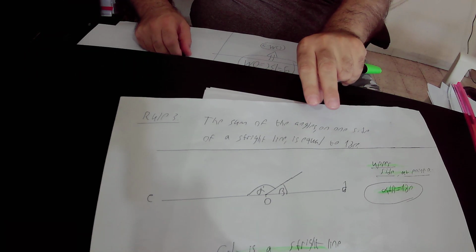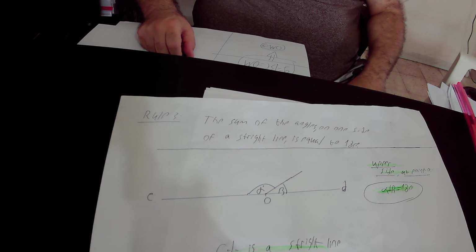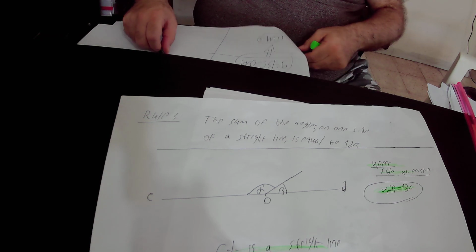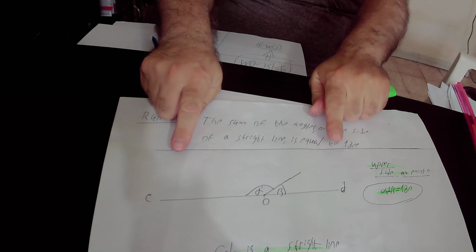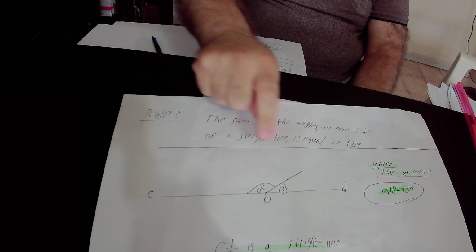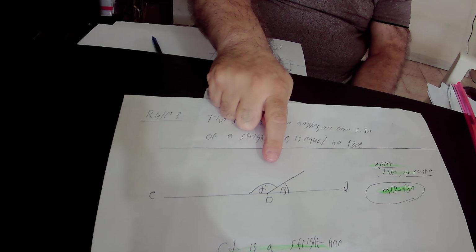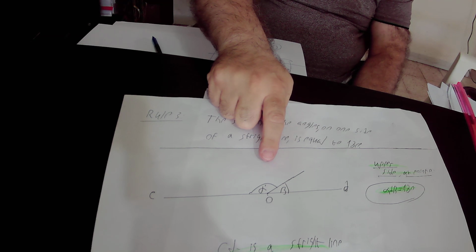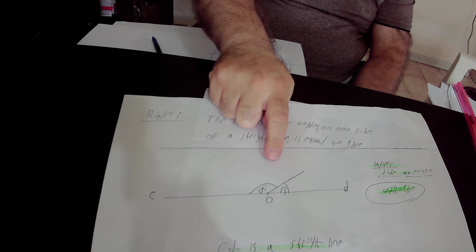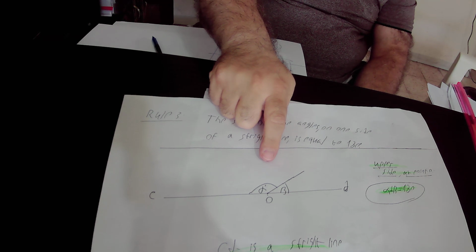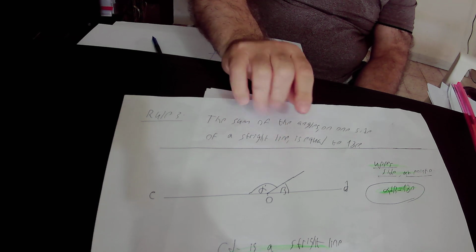And we have rule number 3 that states that the sum of the angles on one side of a straight line is equal to 180 degrees. So here CD is a straight line, and if we focus on the upper side of the straight line CD at point O, the sum of the angles must be equal to 180 degrees. So alpha plus beta must be equal to 180 degrees. The sum of the angles on the upper side of the straight line CD at point O must be equal to 180 degrees. Therefore alpha plus beta must be equal to 180 degrees.